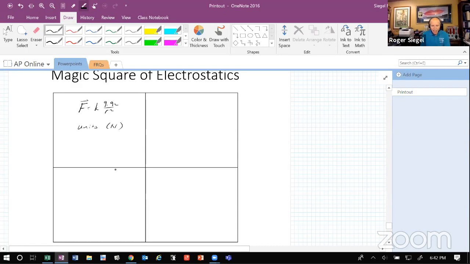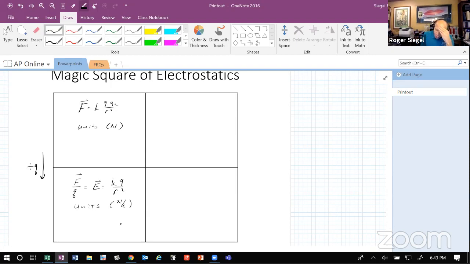Okay. Now, if we take the force and we divide it by a charge, what we get is the E field, which is kQ over r squared. Notice I divided by Q to get from here to here. Now, the units for this are newtons per Coulomb. Not too different from the units for a gravitational field, which are newtons per kilogram. This is newtons per Coulomb.